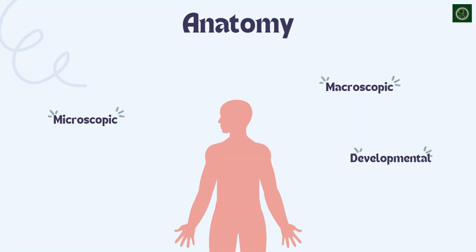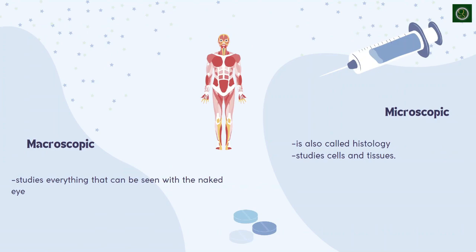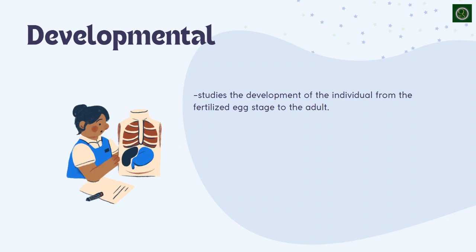Anatomy. It can be microscopic, macroscopic, or developmental. Macroscopic anatomy studies everything that can be seen with the naked eye. Microscopic anatomy, which is also called histology, studies cells and tissues. Developmental anatomy studies the development of an individual from the fertilized egg stage to the adult.